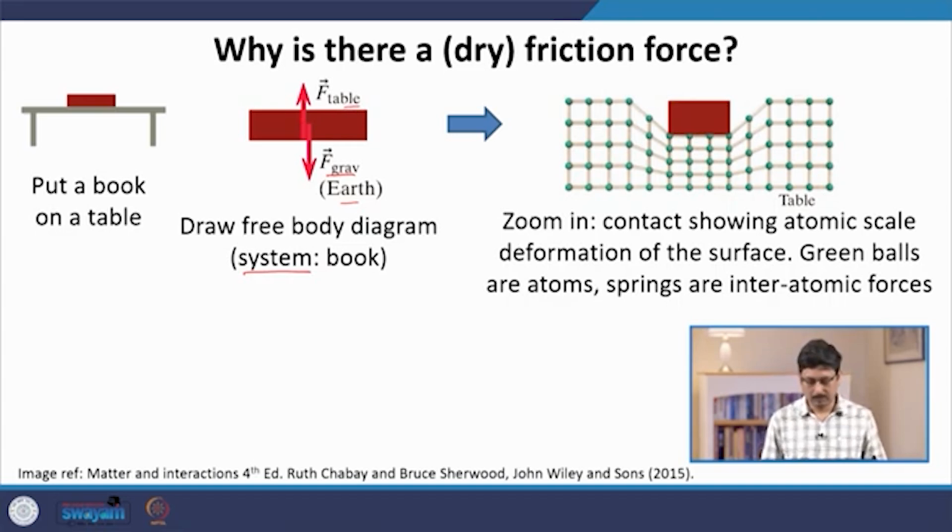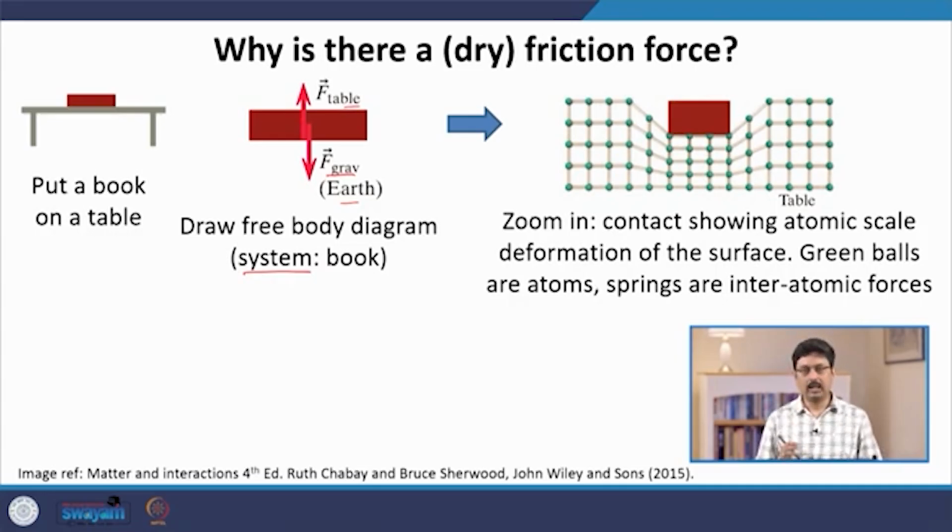We have done this before: we have drawn the free body diagram of this problem and applied Newton's third law, second law, etc., to analyze this situation. And we know that the book being at rest means these two forces cancel each other. These are two distinct forces, but they happen to be equal and opposite because the book is at rest.